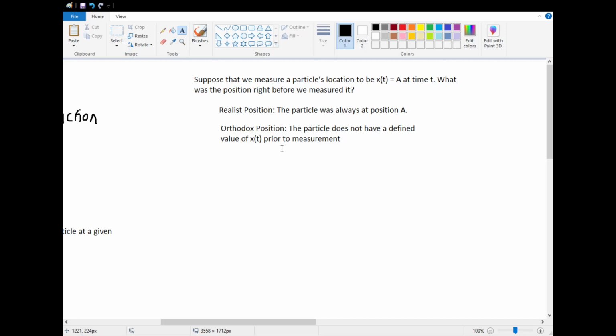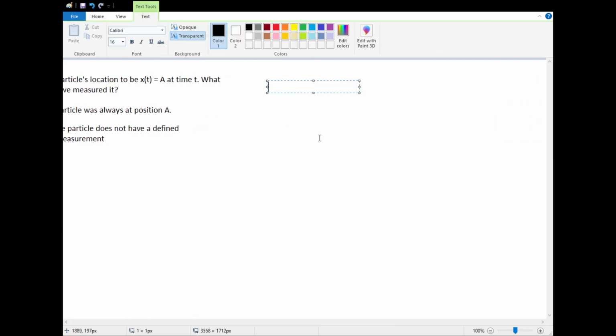Now, this orthodox position can actually be elaborated even further. Say that we measure, suppose we measure the position a second time right after the first. What is the position measured?